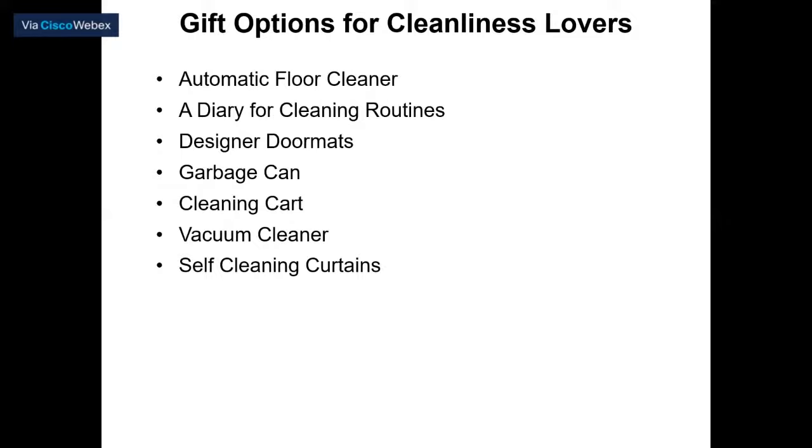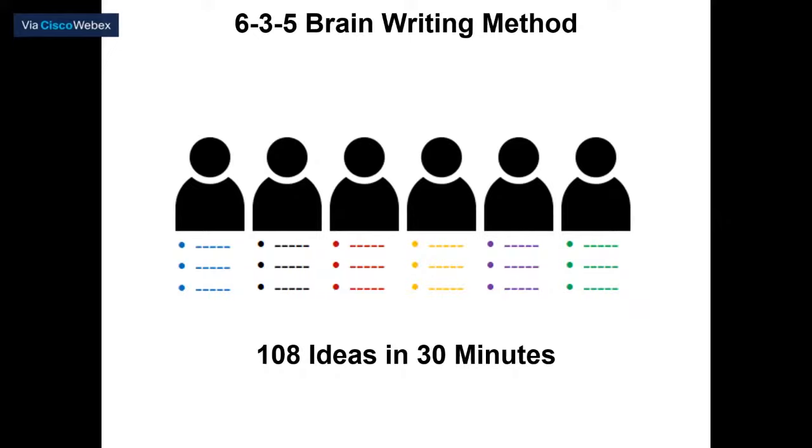But design thinking says, don't just stop at these ideas. You can actually do better. These are not out-of-the-box ideas. You can do better than this if you follow certain techniques or tools which design thinking provides. Let me show you two such techniques. There are many, but I'll show you these. One is a technique called the 635 brain writing method. In this, you can actually get 108 ideas in 30 minutes. That's a typical time people are given.